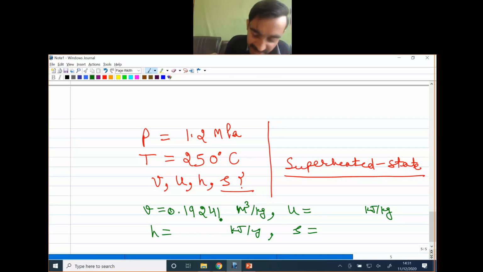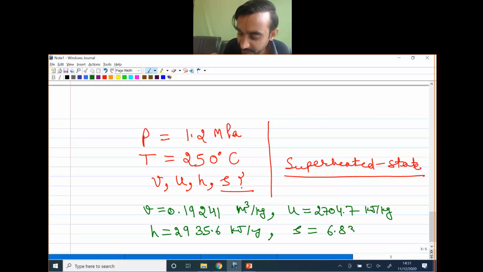If you write the value of internal energy, it is 2704.7 kilojoule per kg. The value of enthalpy is 2935.6 kilojoule per kg. And the corresponding value of entropy is 6.8313 kilojoule per kg. Okay, so I think you all are now able to correctly locate the values from our steam tables, particularly for the superheated state also.